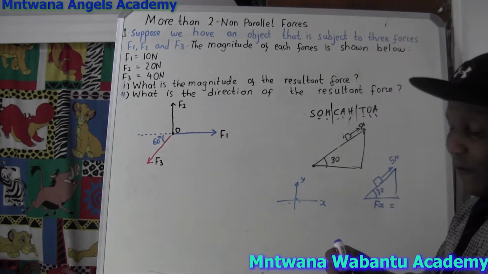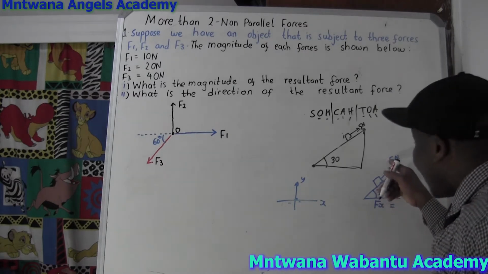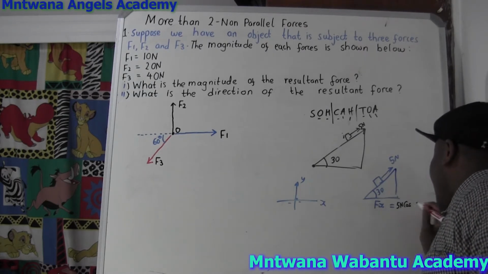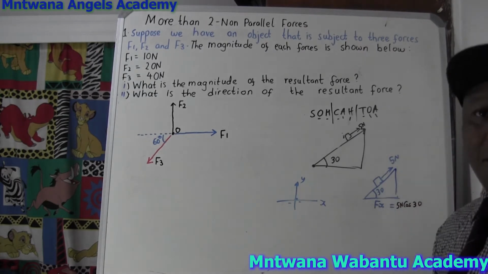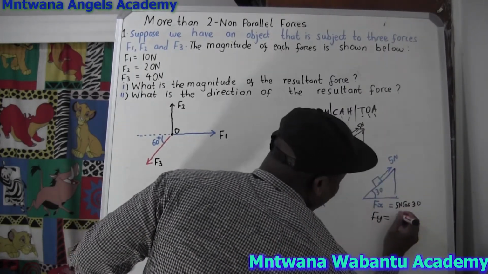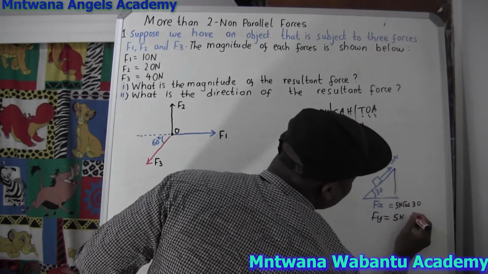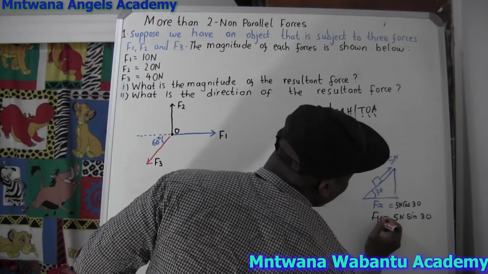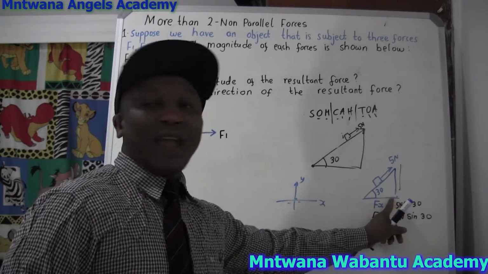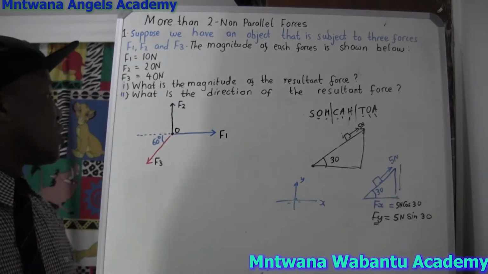If I want to get force of x, the easy way is to take the hypotenuse, which is 5 Newton, and then multiply by cos of this angle. This is going to give you Fx. But for Fy, take this hypotenuse, 5 Newton, then multiply by sine of 30. So to get anything which is opposite, take hypotenuse, multiply by sine of angle. But if you want to get adjacent, take the hypotenuse, multiply by cos of angle. So that's how you do it.